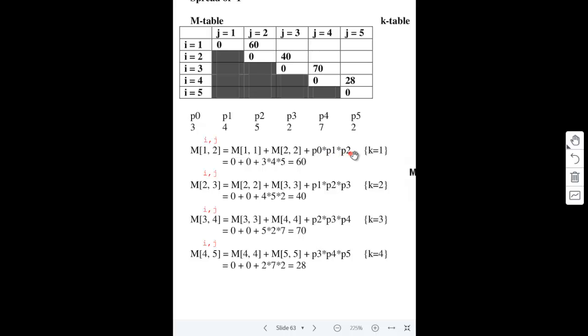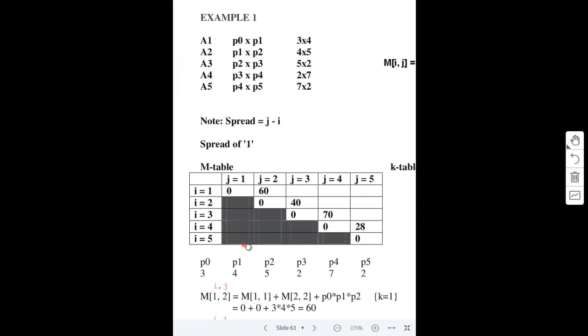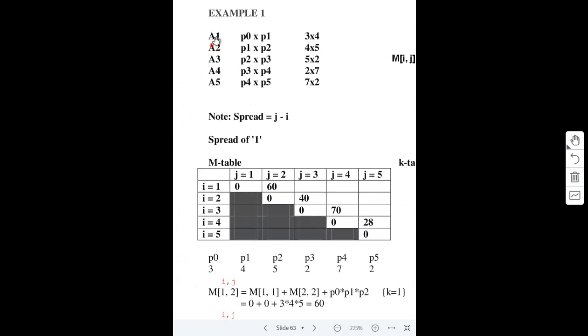That's the recurrence. Like any dynamic programming problem, when you want to solve the larger problems, you would have found the solution for the smaller subproblems already. So m of 1 comma 1 is this diagonal cell, 0. m of 2 comma 2 is this cell, 0. We know the dimensions p0, p1, p2, so we can multiply 3 times 4 times 5, which is 60. That is the number of multiplications to multiply A1 and A2, with dimensions 3 by 4 and 4 by 5.